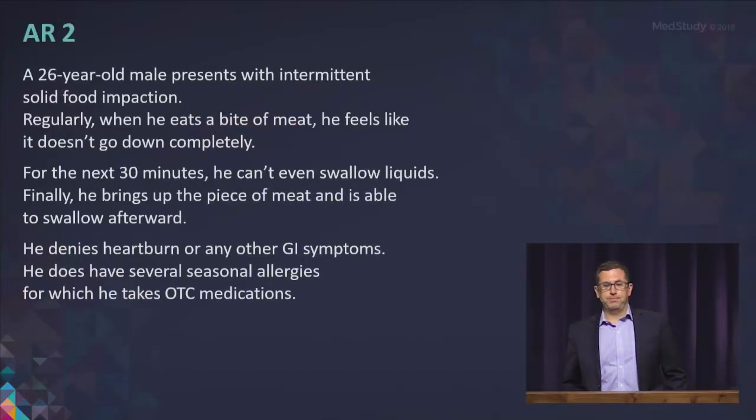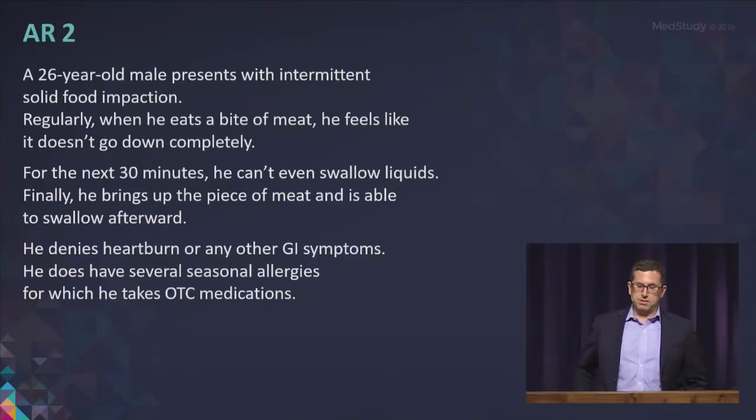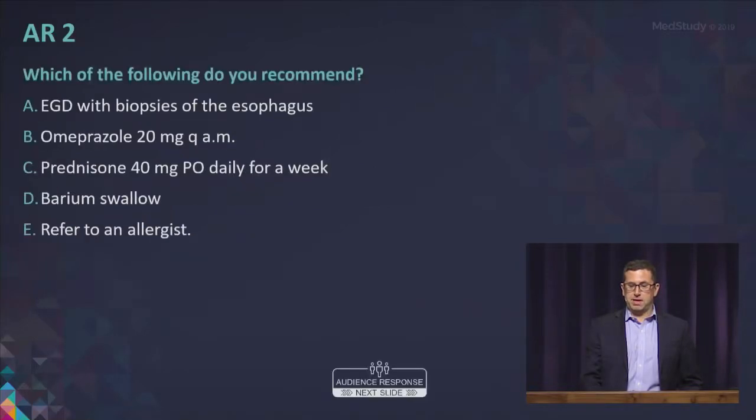Question number 2. A 26-year-old man presents with intermittent solid food impaction. Regularly when he eats a bite of meat, he feels like it doesn't go down completely. For the next 30 minutes, he can't even swallow liquids, sounds miserable. He finally brings up the piece of meat and is able to swallow afterwards. He denies heartburn or any other GI symptoms. He does have seasonal allergies, important point, hint, for which he takes over-the-counter medications.